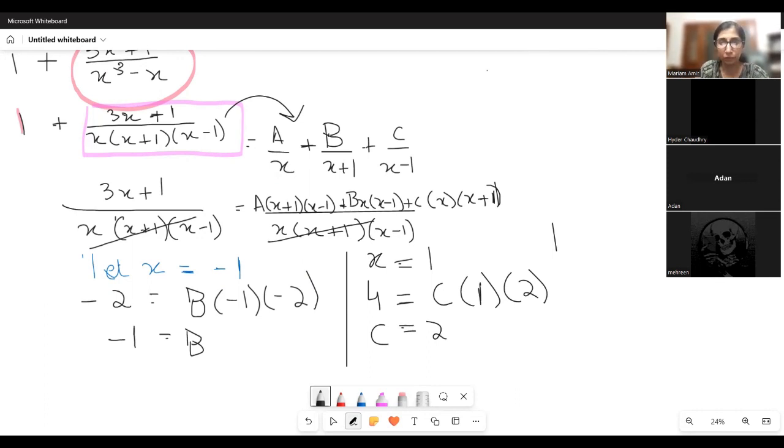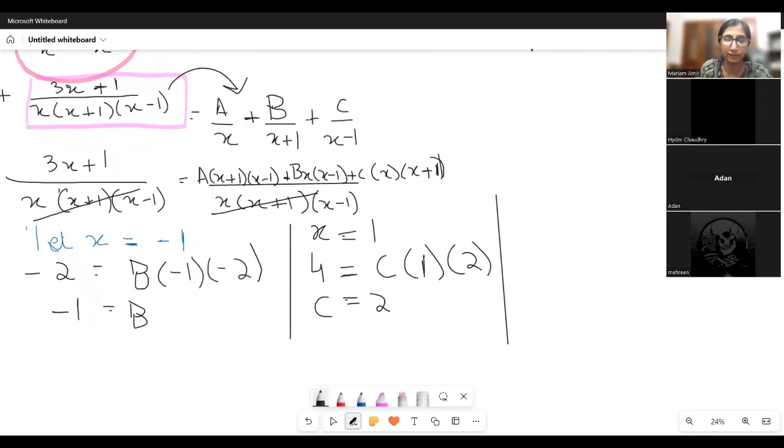And next, I'm going to take x equals 0 because that's going to eliminate b and c from the equation. So let x equals 0. So we have 3 times 0 plus 1, which is 1, equals a times 1 times minus 1, and the other two expressions become 0. So we have a equals minus 1.